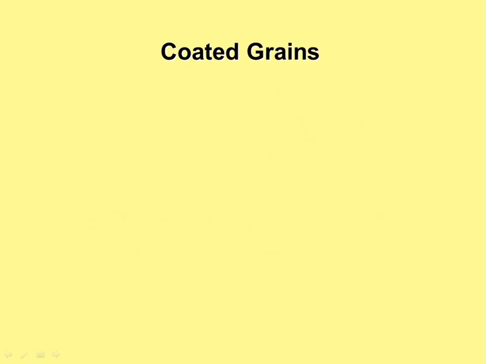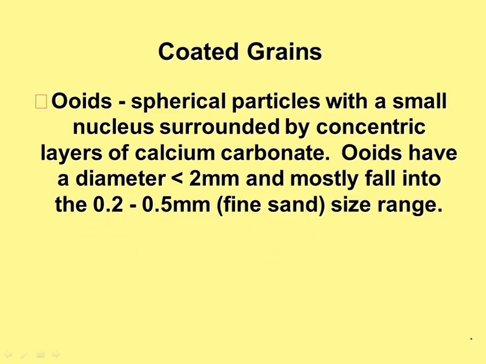If we look at the ooids, these are spherical particles. They tend to have a very small nucleus surrounded by these concentric layers of calcium carbonate. They have a size of less than about 2 millimeters. They typically fall into the 0.2 to 0.5 millimeter size range, which is the size of fine sand on the Udden-Wentworth scale. And as I say, these form on the seafloor by being washed back and forth.